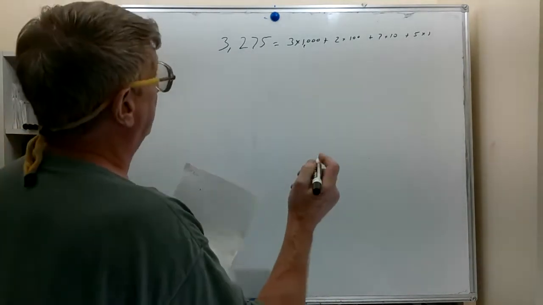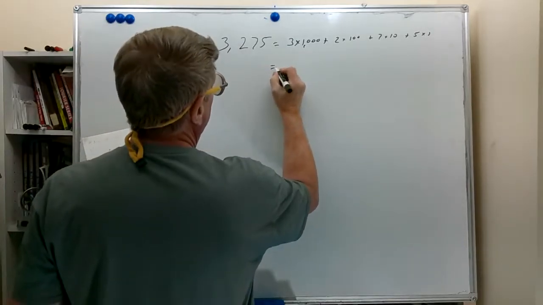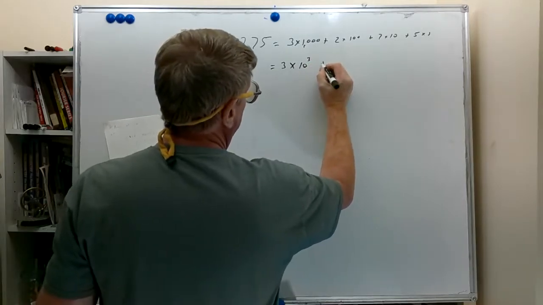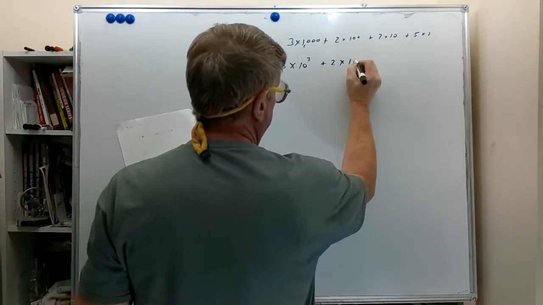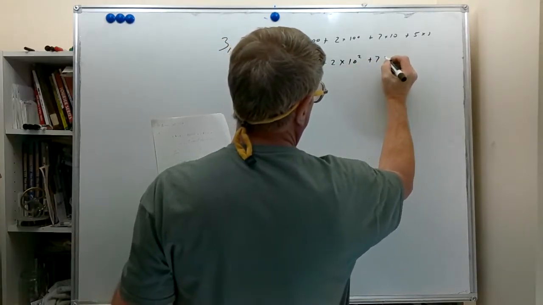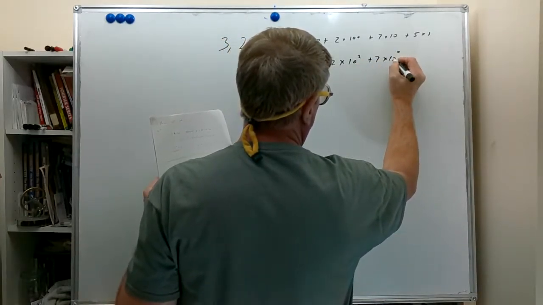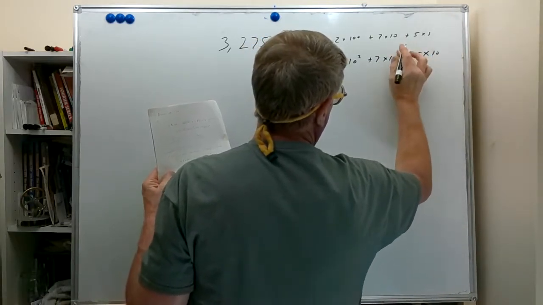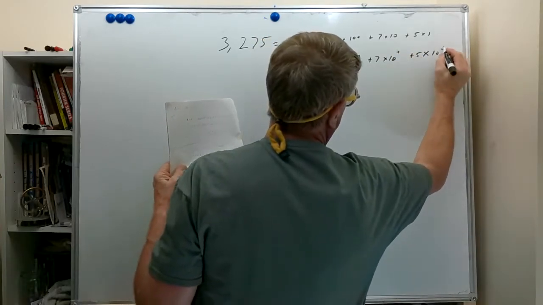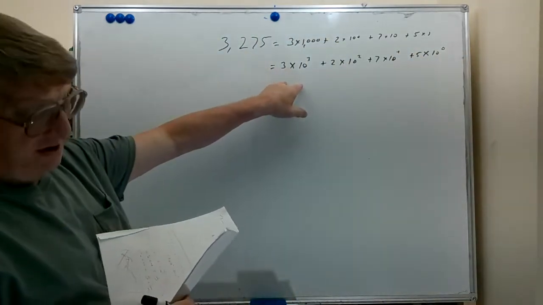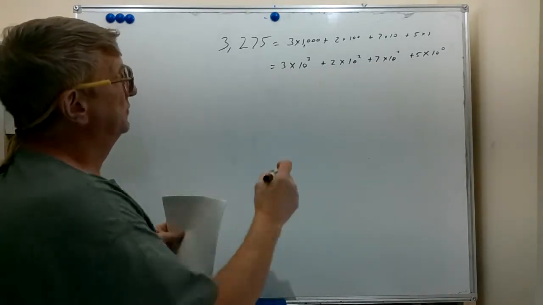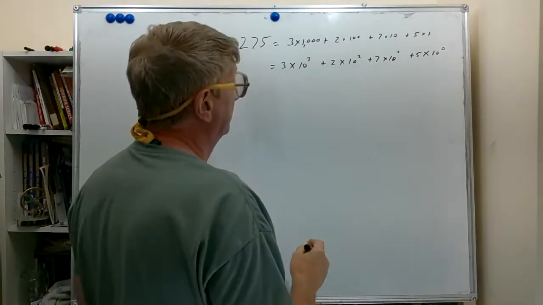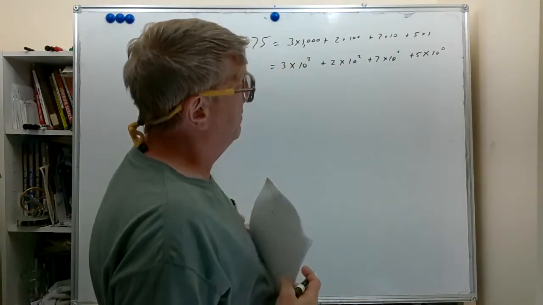We can also express this in this fashion. We can say this is 3 times 10 to the third plus 2 times 10 to the second plus 7 times 10 to the first plus 5 times 10 to the 0. 10 to the third power is 1,000, which we have there. 10 to the second power is 100, which you can see right there. 10 to the first power is 10.